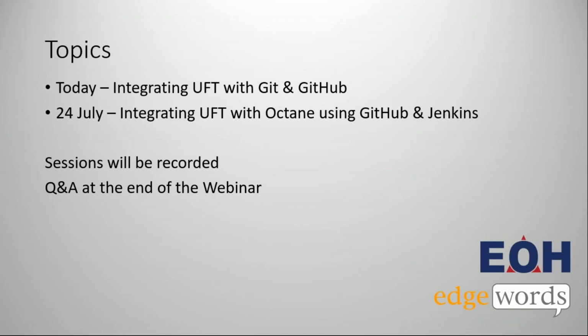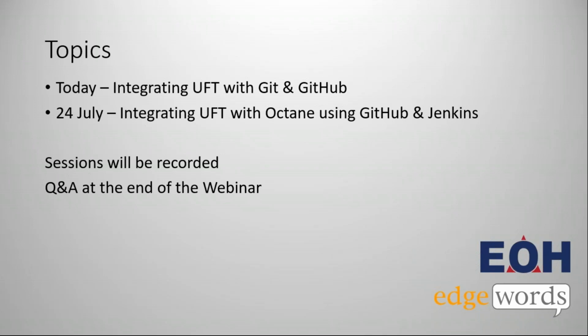Okay, so this is part one of 2 sessions. Today we are going to be looking at integrating UFT, Microfocus's test automation tool, with source control. UFT actually integrates with either Subversion, SVN, or Git, but through this demo we will be using Git just because it's the more popular source control tool. We will also be looking at GitHub and some of the advantages of using a centralized, cloud-based repository like GitHub. So today it's going to be integrating UFT with source control.